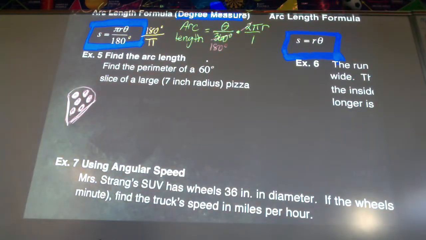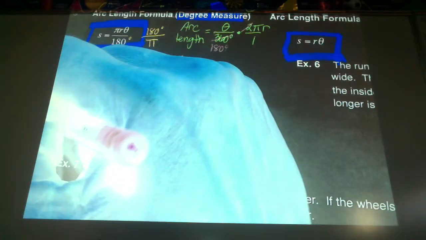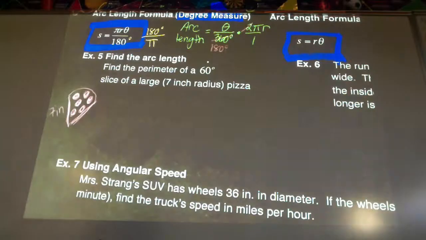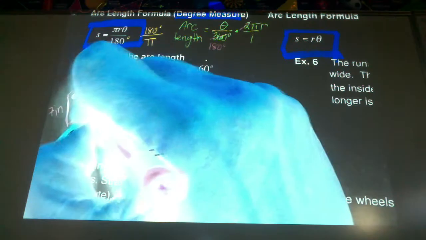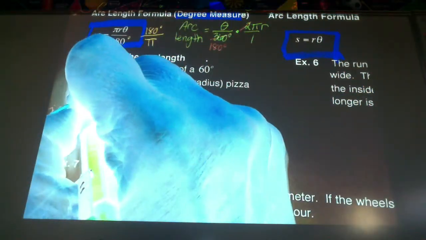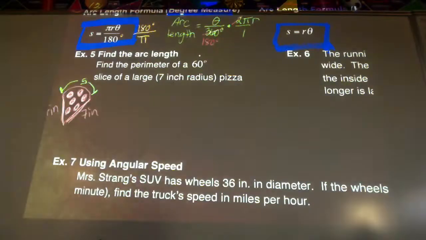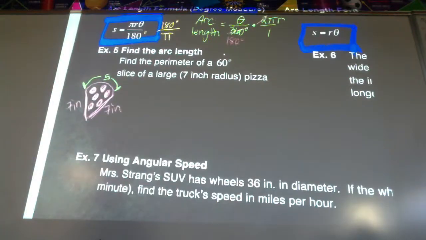So there's my pepperoni slices. Good job, Miss Mary. You're an artist. What they're saying is the radius of my pizza is 7 inches. So the straight edges of my slices are 7 inches. What I don't know is this right here, the curve, which I'm going to term as S.